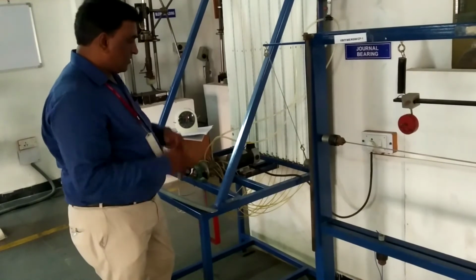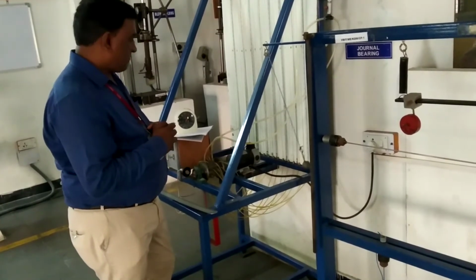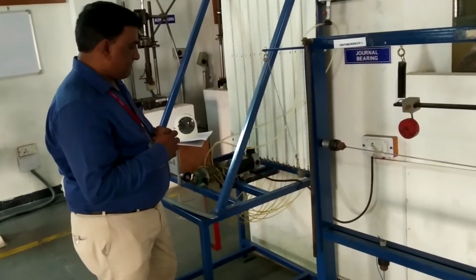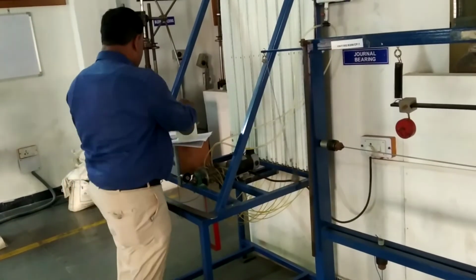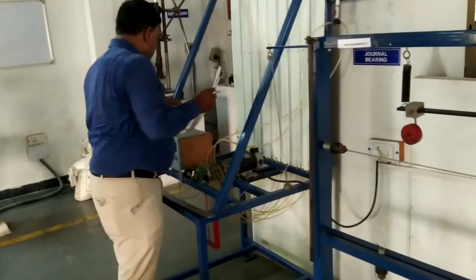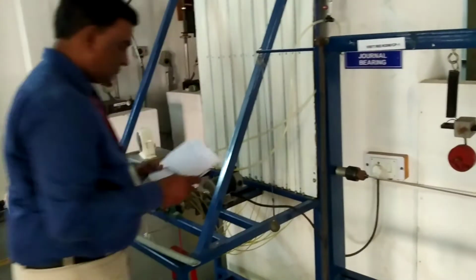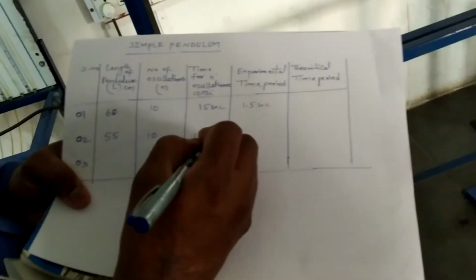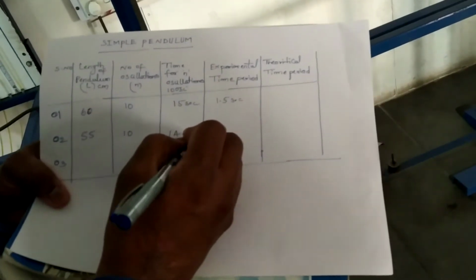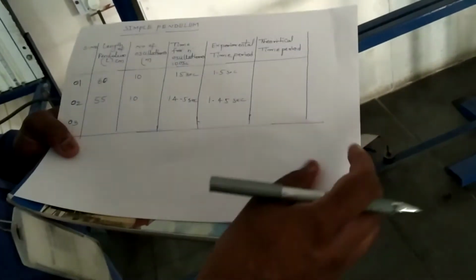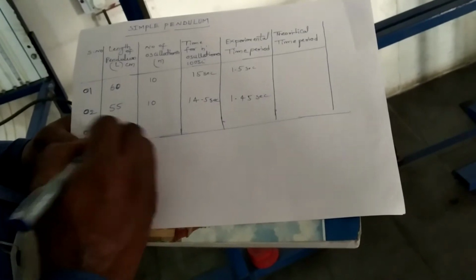1, 2, 3, 4, 5, 6, 7, 8, 9, 10. Now we got 14.5. We got the reading as 14.5. Yes. For 55 centimeter length, for 10 oscillations, I got 14.5 seconds. So for 1 oscillation it is 1.45 seconds. Similarly, we can carry out the third reading with 50 centimeter length.